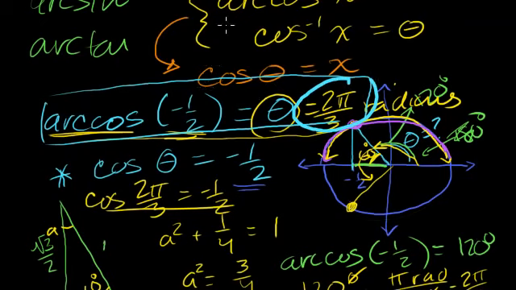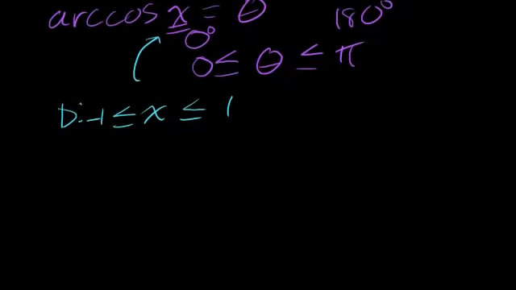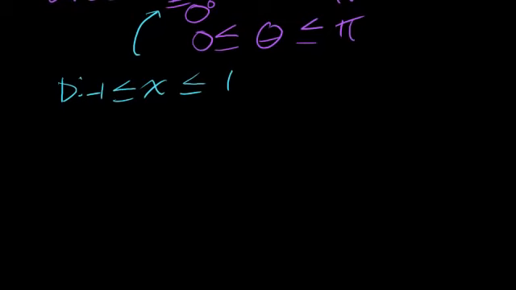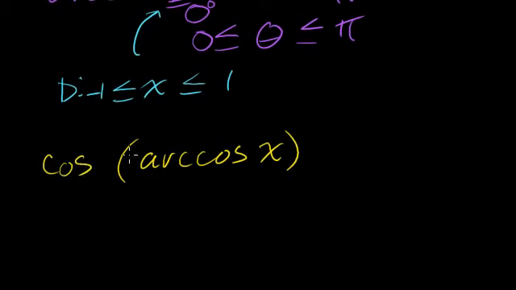So hopefully, and actually let me just finish this up with an interesting question. And this applies to all of them. If I were to ask you, let's say I were to take the arccosine of x, and then I were to take the cosine of that, what is this going to be equal to?